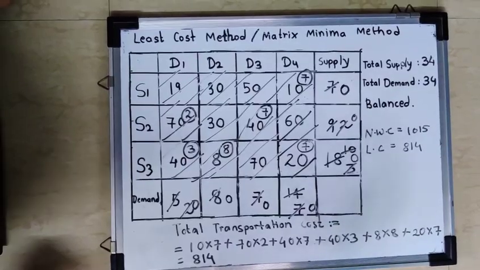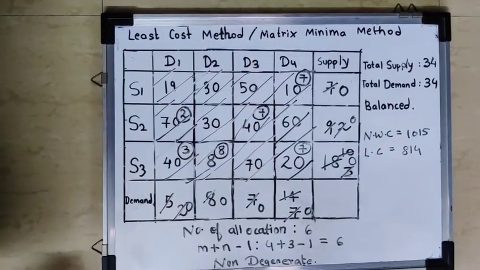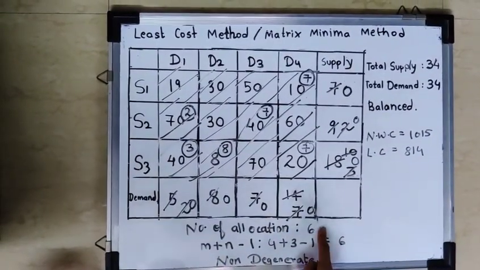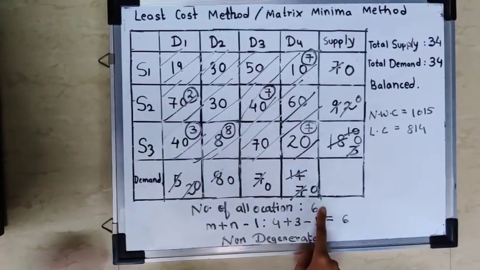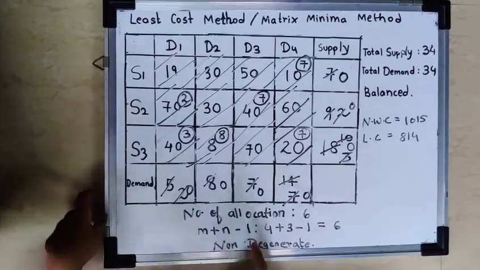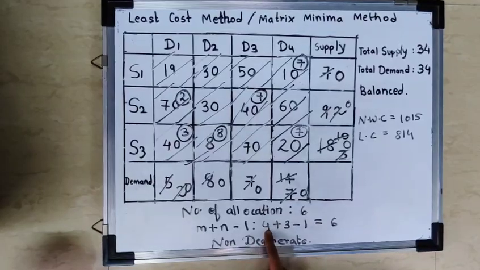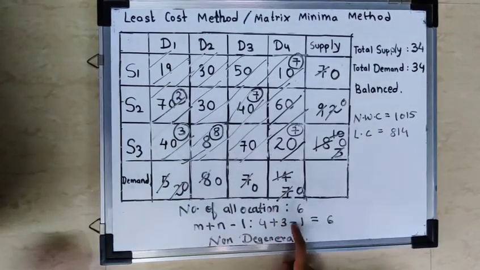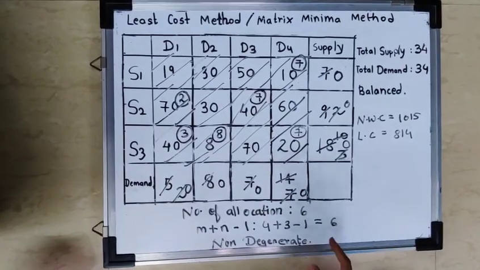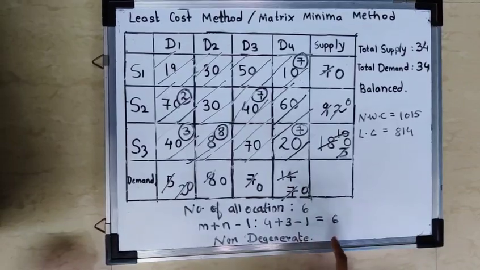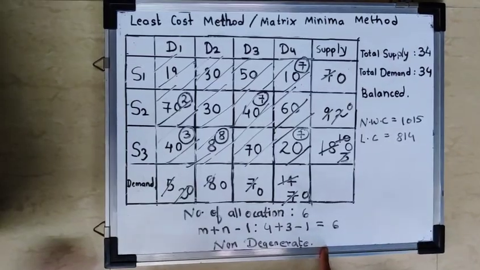The next step is to check whether it is a non-degenerate or a degenerate solution. Here the number of allocations is 1, 2, 3, 4, 5, 6. We have 6 allocations. M plus n minus 1 means number of destinations plus number of sources minus 1. Here we have 4 destinations plus 3 sources minus 1, which is equal to 6. As the number of allocations is equal to m plus n minus 1, we get a non-degenerate solution. If the number of allocations is less than m plus n minus 1, we get a degenerate solution.